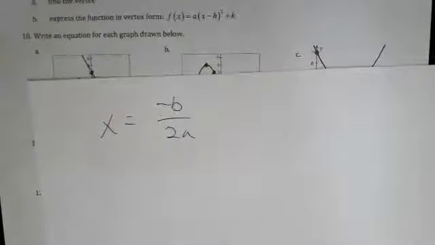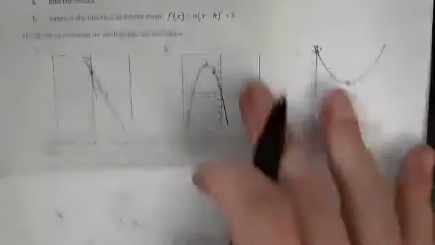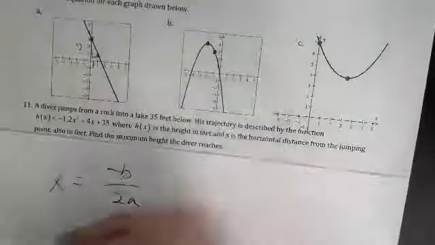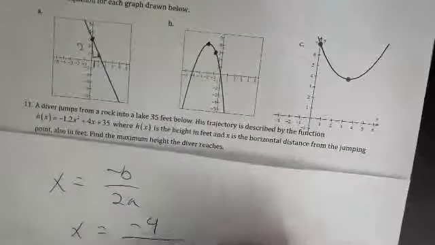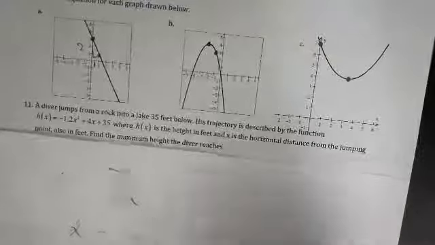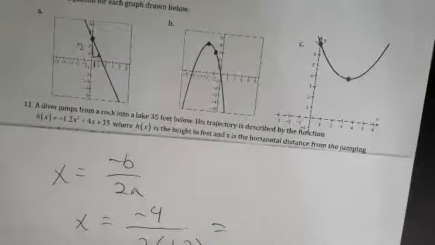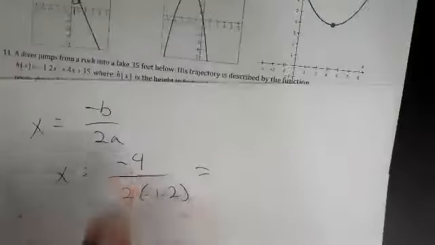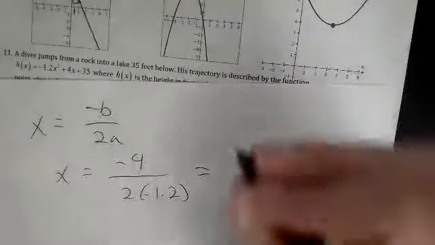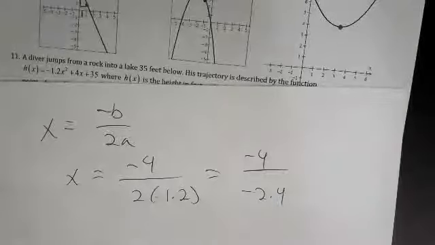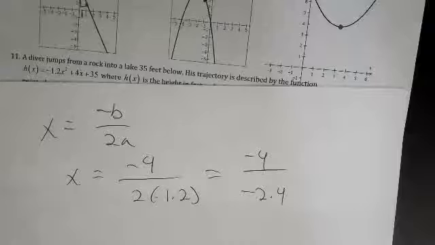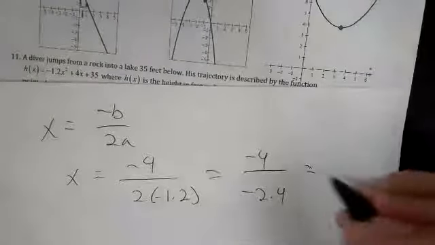We need to know our x. We need to know our y. If we want to know the x, it's minus b over 2a. Minus b is minus 4 over 2a, which is 2 times minus 1.2. This is not going to give me an even pretty thing, is it? What does it give me? 1.667. Or 5/3.